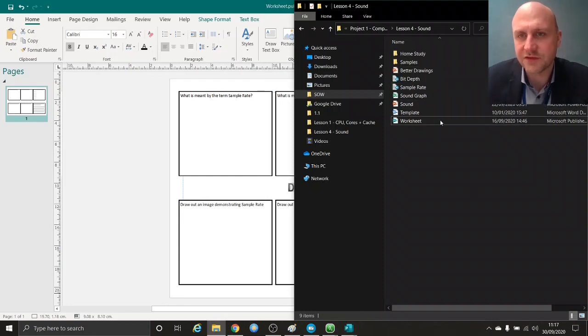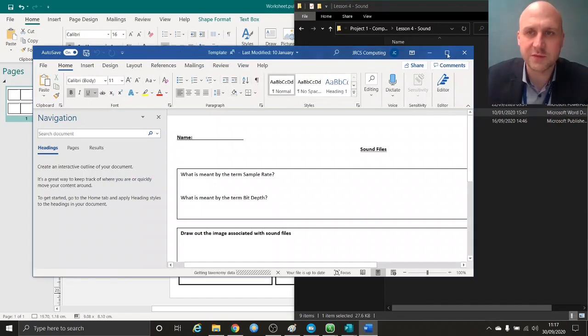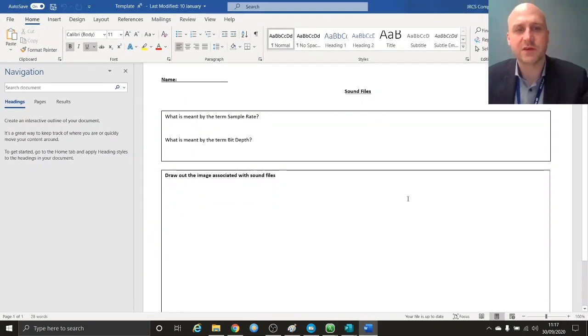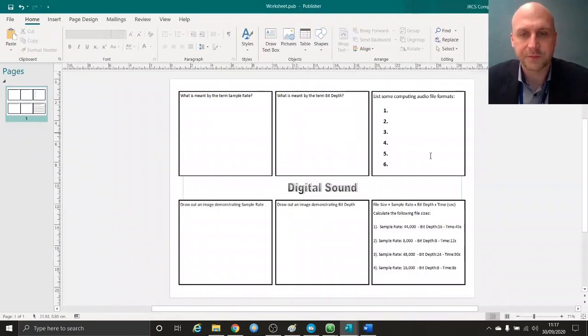If you finish that, or if you've been given different work, you may have been given this work to do. If you've been given this work to do, then it's just a similar thing, but obviously a slightly simpler version of it, where you don't have to do some of the other parts of the piece of work. You just describe what is meant by sample rate, bit depth, and you draw associated images. So it depends on what work you've been given. Normally we do this in class, if you've got a shorter lesson maybe, because we haven't got time. But yes, you won't probably be doing the booklet work. You might be given the longer and more advanced version to do.